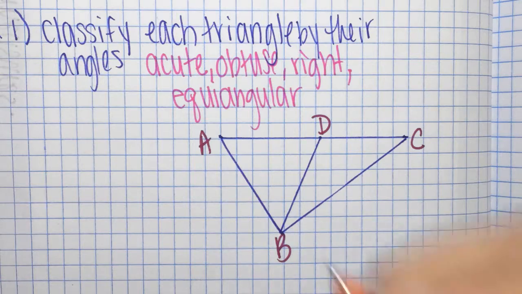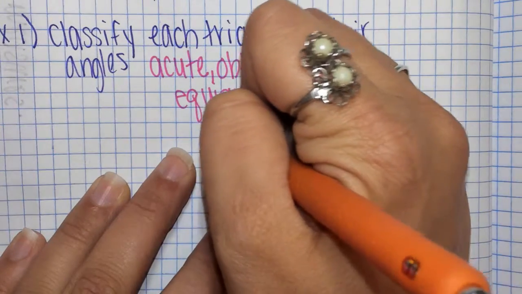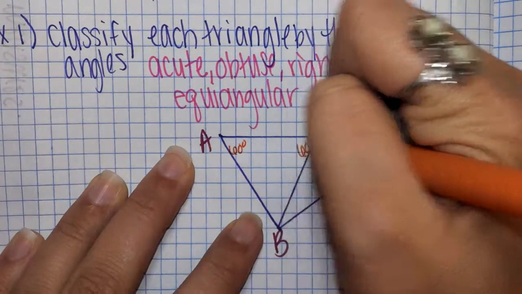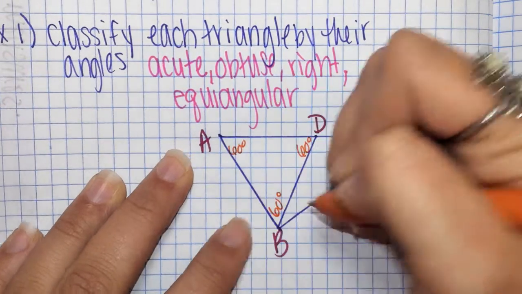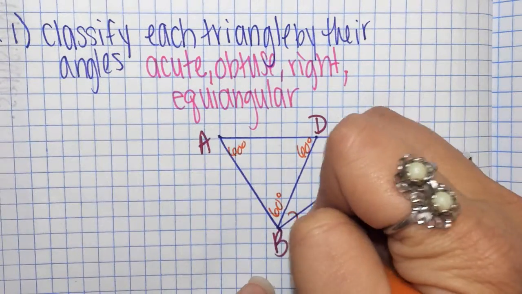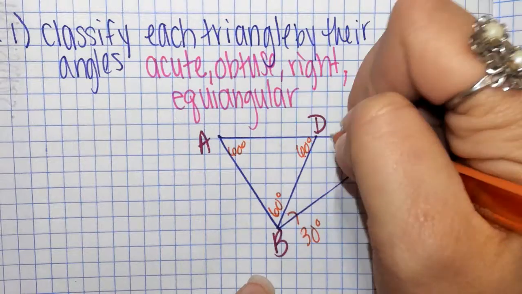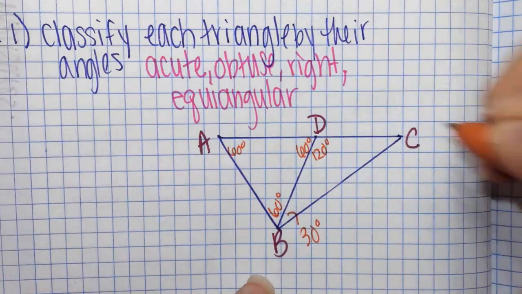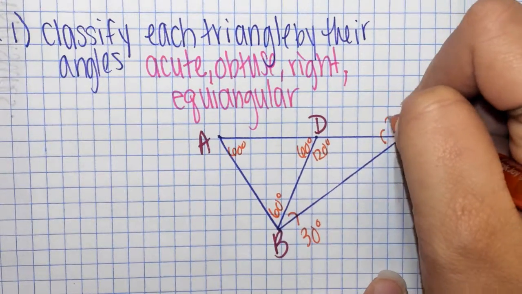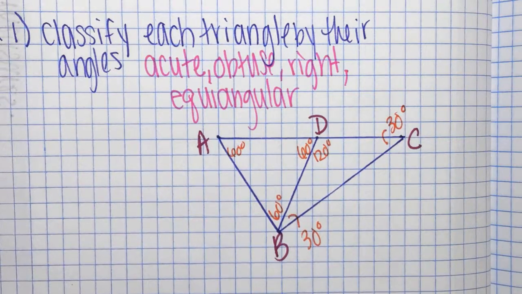Alright, I want you to label this 60 degrees. 60 degrees. This is 30 degrees. This is 120 degrees. 30 degrees.